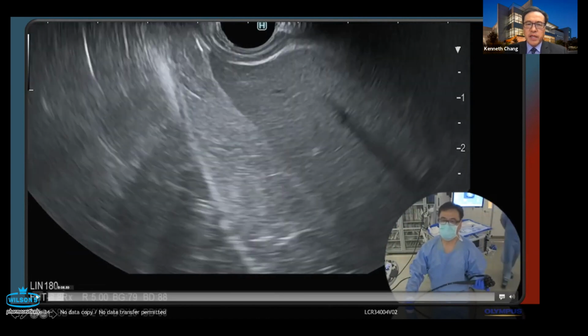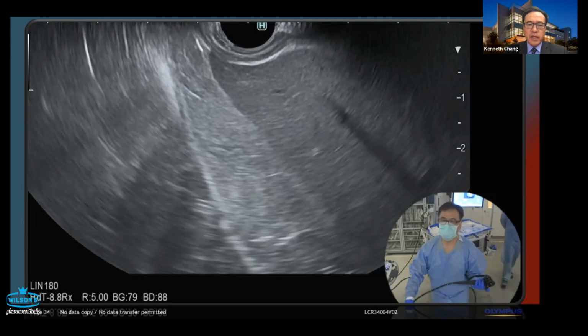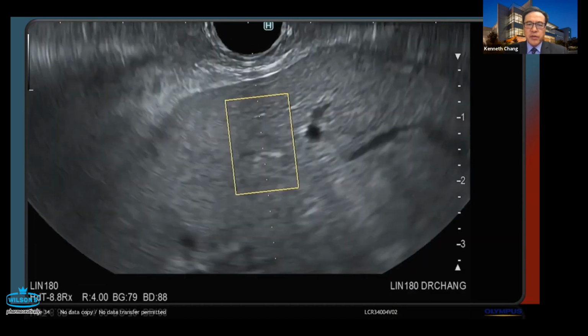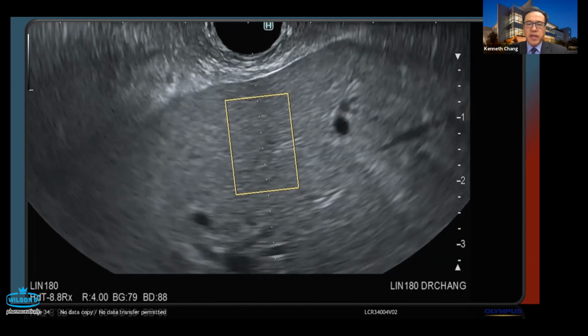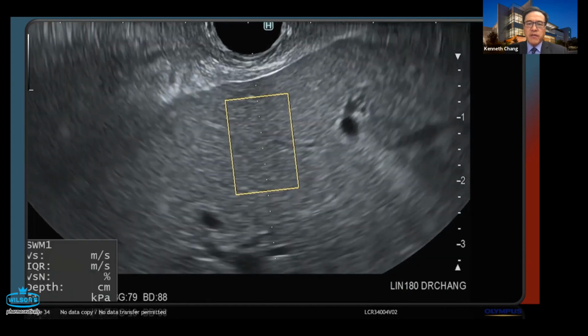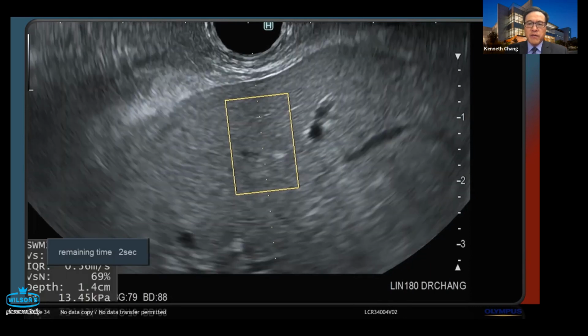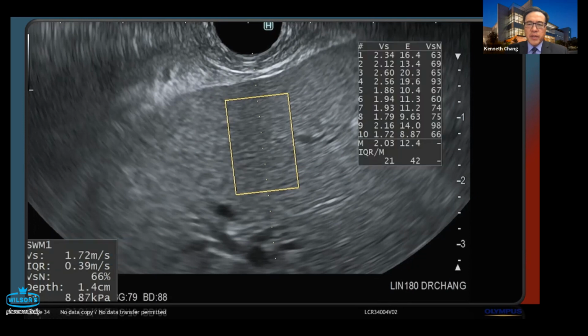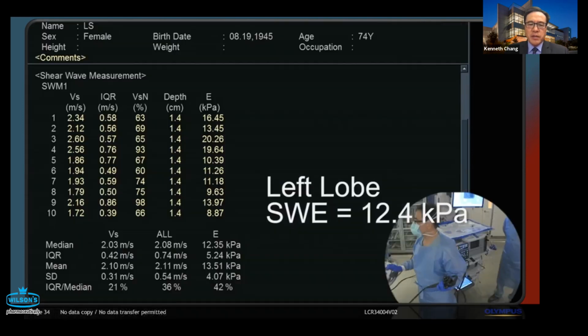So the liver edge is nice and sharp now, and I'll just scroll through. This is called shear wave elastography. We can measure shear wave in the left and right lobe. And as you remember, the shear wave a month ago was 47. So here we measure the shear wave in the left lobe, and we measure it 10 times. And now the E value has dropped way down to 12.4 from 47. So a dramatic decrease in the liver stiffness after the stent went in.